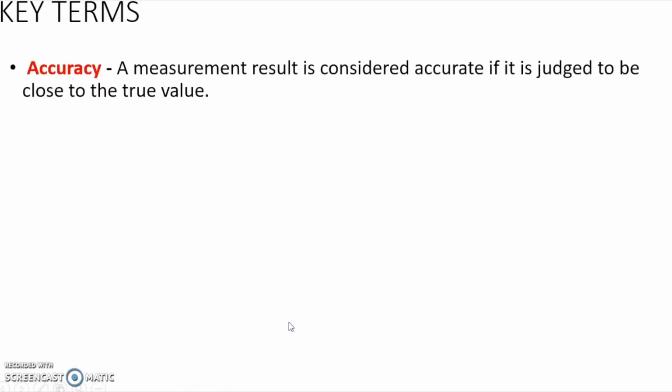The first one is accuracy. Now, when an exam question talks about accuracy, it's talking about how close your values are to the true value. The second two that we're going to go into are linked to errors. So you've got two types of errors. You've got random error and systematic error.